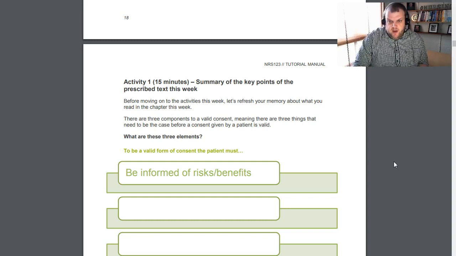They'll be asked to apply it to a scenario and say, did that person have consent or not? If the consent wasn't gained effectively in this scenario, why not? And it'll be because they didn't have one of these elements correct. So they'll need to have a fairly good working understanding of these 2 things that are coming up.